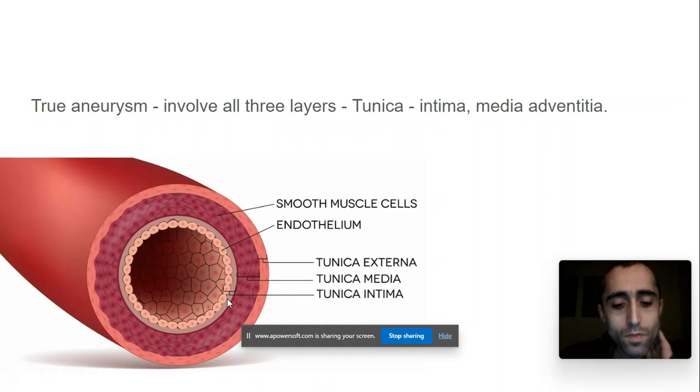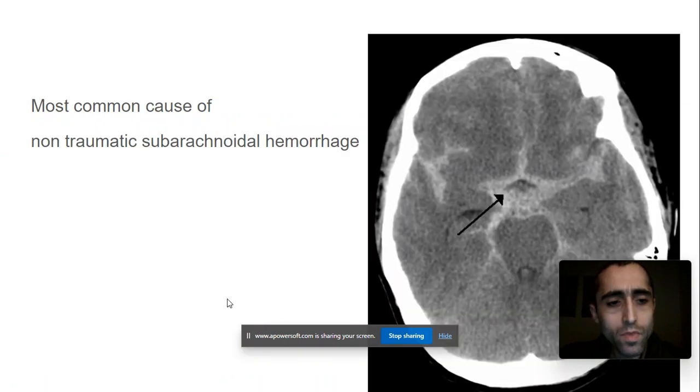Okay, now there are predispositions and risk factors. Some of them are related, for example, to hypertension. Some of them are related to other diseases like connective tissue disease, like Marfan, like Ehlers-Danlos type 4, like alpha-1 antitrypsin deficiency, and we will see it.